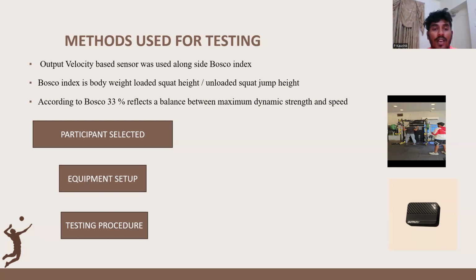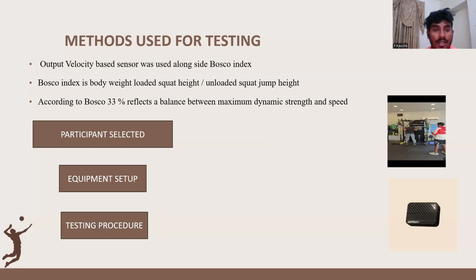According to Bosco, when the values obtained are lower than 0.33 or 33%, then the athlete has a force or strength deficit. When the values are greater than 0.33 or 33%, then the athlete has a speed deficit.